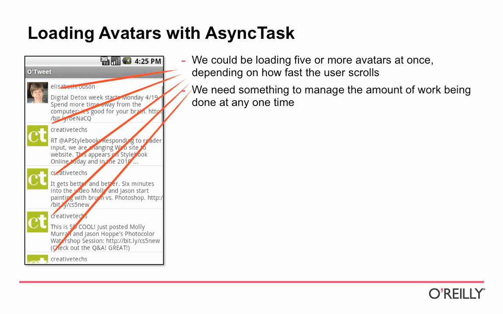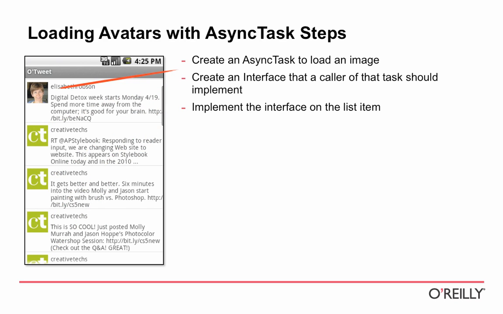So we need something that can manage all the work being done, because basically, spawning off as fast as you scroll, we could be spawning off upwards of 20 threads or something, and that's just going to make the application run slow, as if we were trying to load all those things on the UI thread. So what we're going to do instead is use this class called an async task.